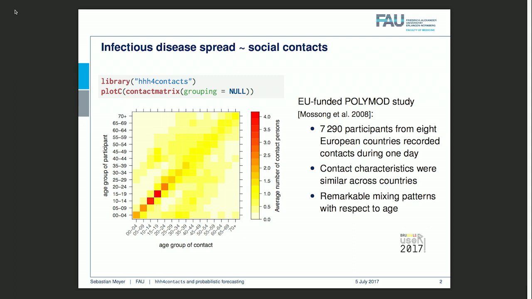And we see that there's an especially intense amount of contacts in the age group of the school children. So they tend to have more contacts with each other, and this is where most infectious diseases I'm concerned about spread, so within schools, for example, or child care centers. And these contact patterns were remarkably similar across European countries. This is described in their publication.